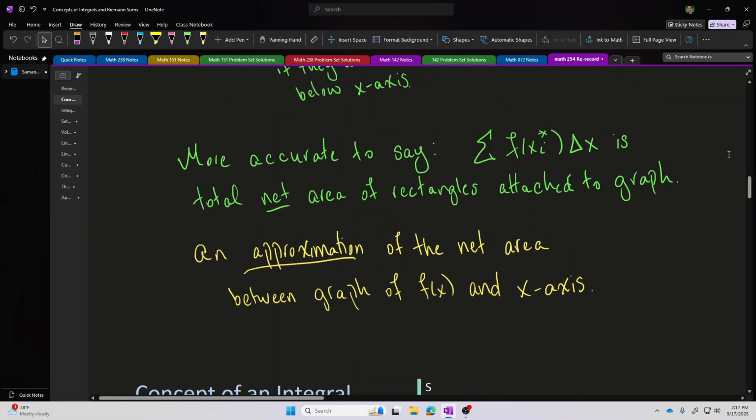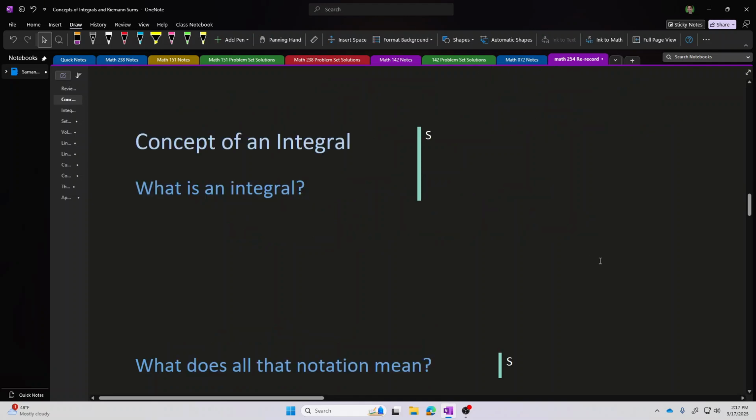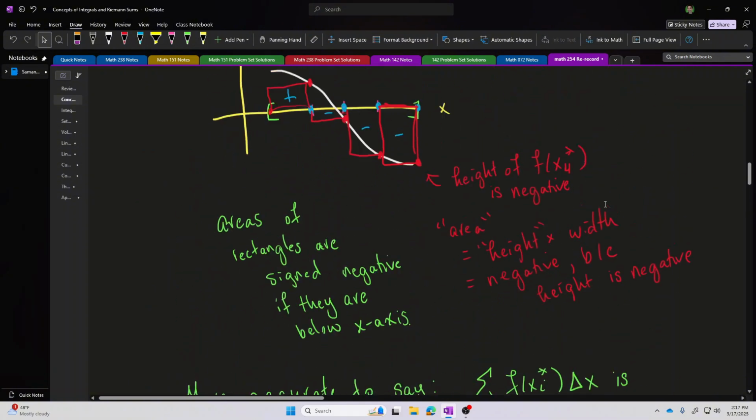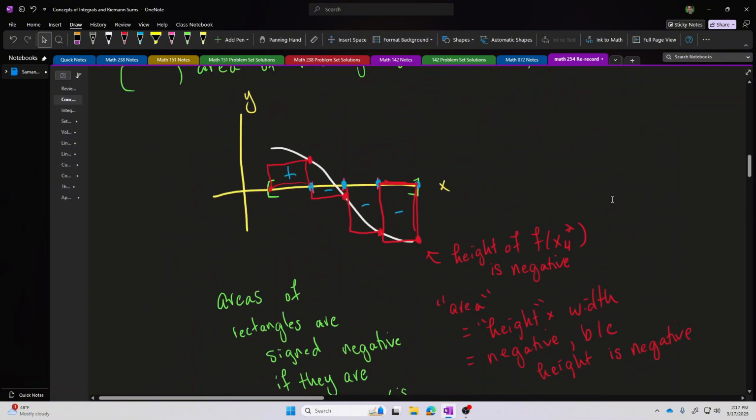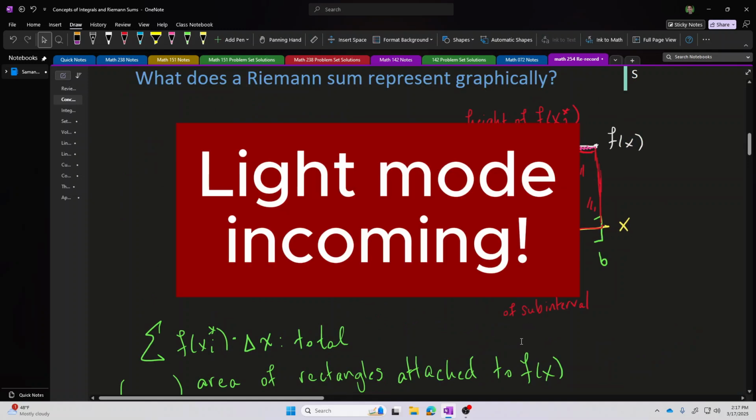So overall, Riemann sums are exactly equal to the total net area of all of these rectangles that are attached to the graph of your function. And this in turn is a good approximation for the net area that is trapped between the graph of your function and the x-axis. Now, as we take our Riemann sum and as we allow the size of delta x to get smaller and smaller and smaller, this estimation becomes more and more perfect.